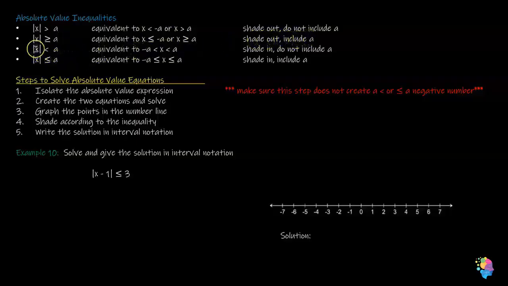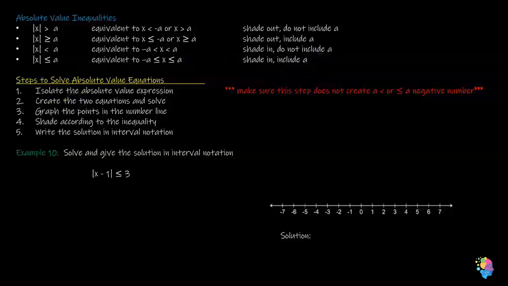If the absolute value is less than A, that means that we're going to shade inside and not include A. And finally, if the absolute value of X is less than or equal to A, we still continue to shade inside, but this time we do include A.